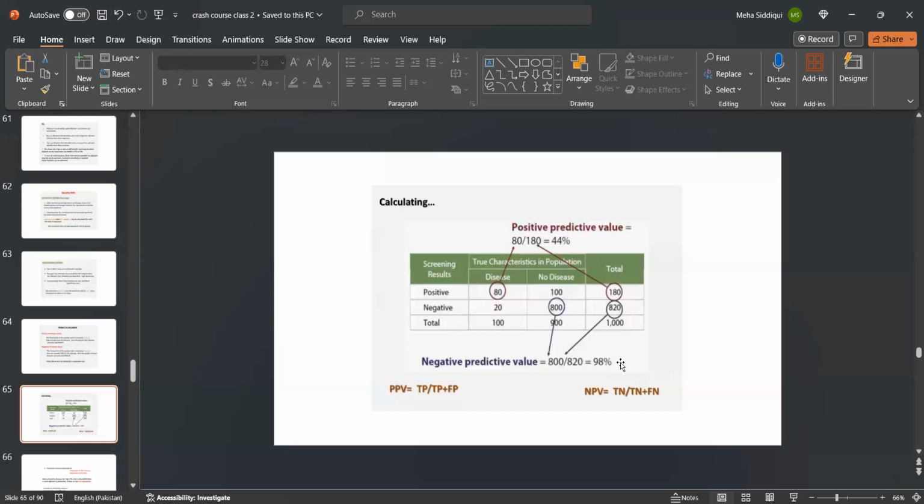So here we can see how we are calculating positive predictive value. We are putting 80, the true positives, as numerator, and we will put all the patients who are positive as denominator. That's it, 80 by 180. That is 44%, the positive predictive value here. For calculating negative predictive value, we will put true negatives as numerator, 800 here, and total negatives as denominator, that is 820. And in this case, we get the value 98%.